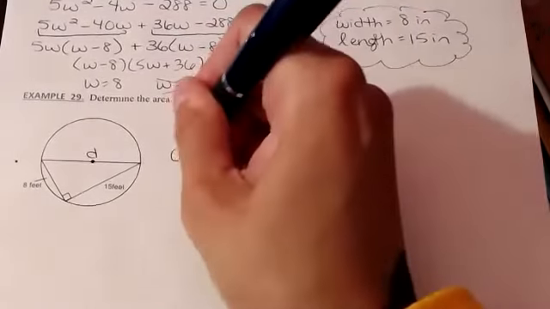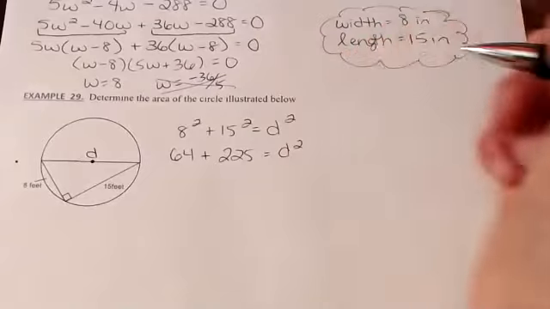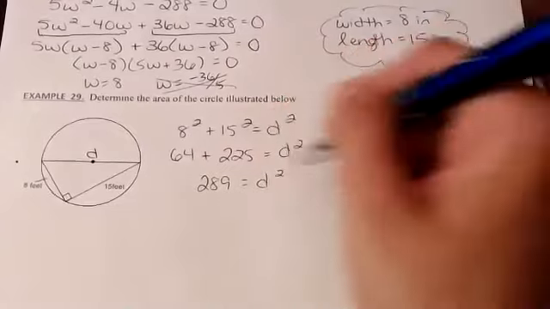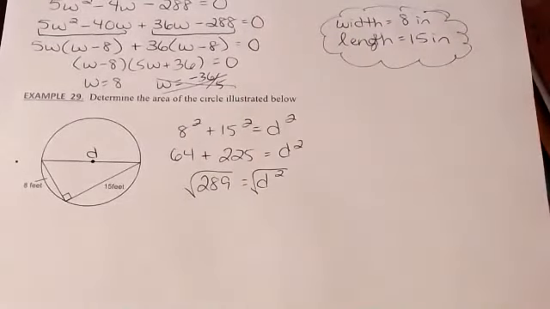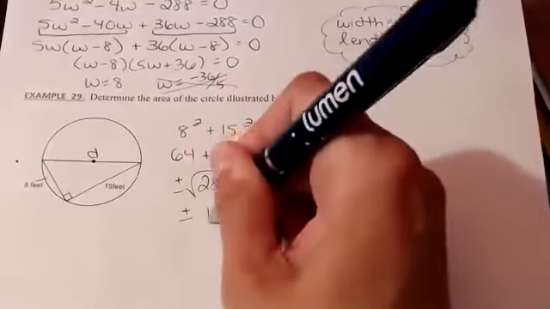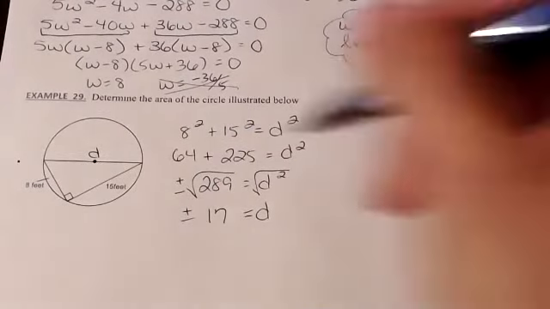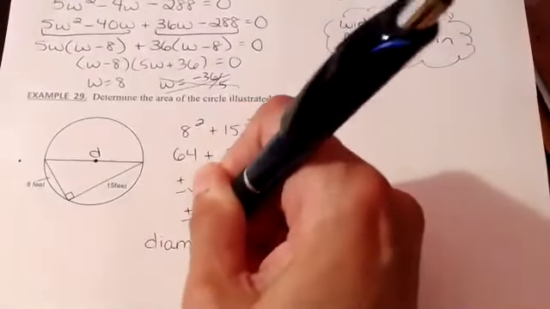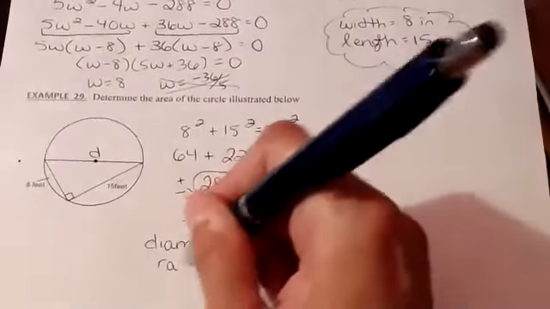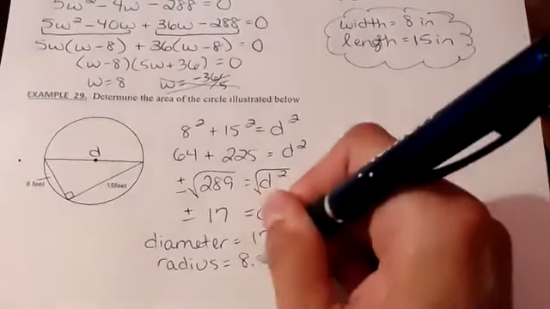So 8 squared is 64. 15 squared is 225. We're going to combine these two terms to get 289. And we recognize that we need to solve for the length of the diameter. And that means that the diameter is going to be a positive or a negative 17. But obviously the negative length is not going to count. So we can write down that the diameter is 17 feet, which means the radius must be half of that. Half of 17 is 8.5 feet.